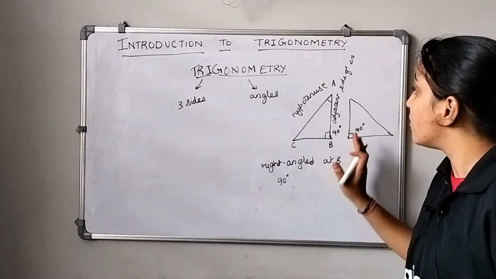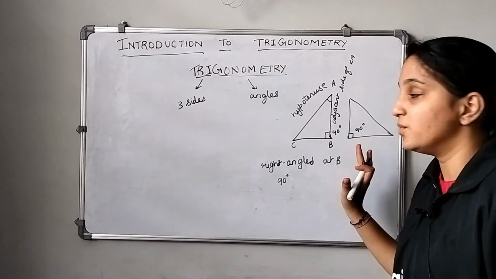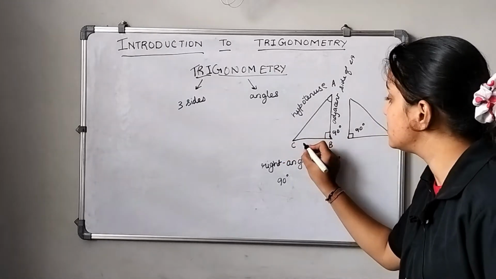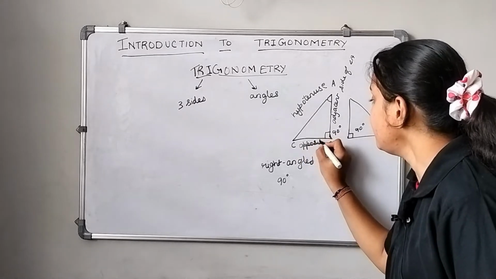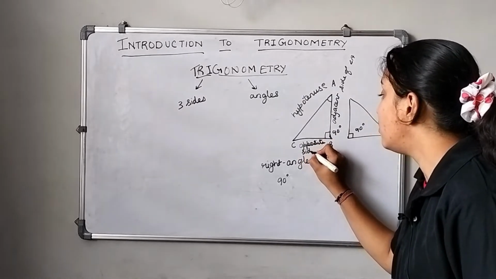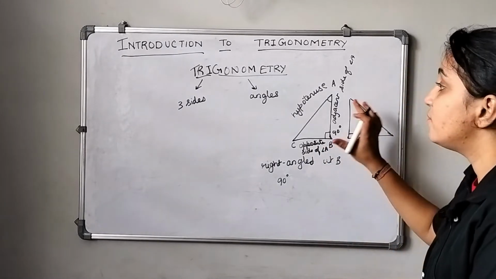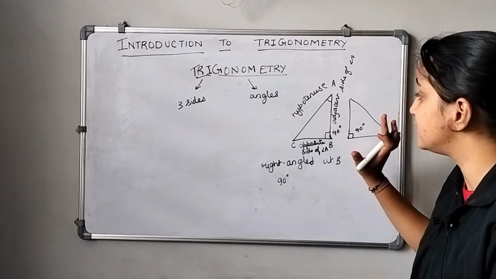Now, which is the side which is opposite to A, which is not connected to A? That is this one, BC. So this is my opposite side of angle A. So we are going to start with angle A, taking angle A in consideration.